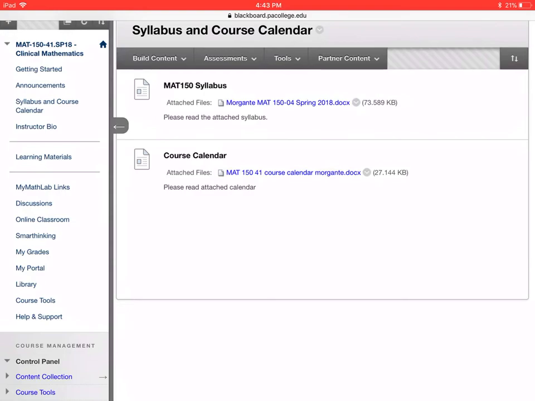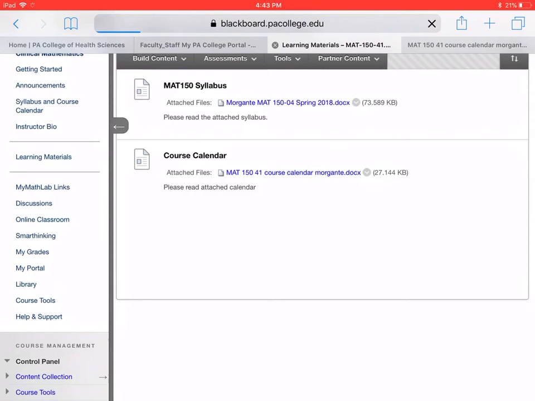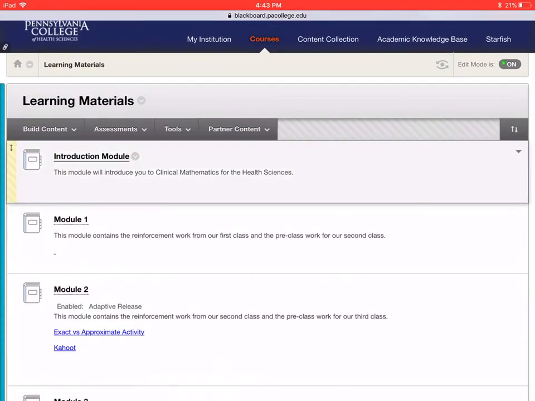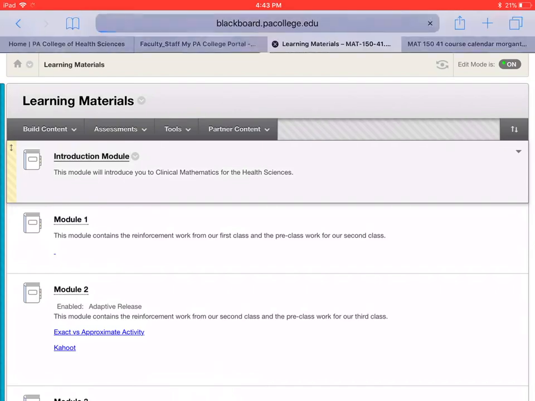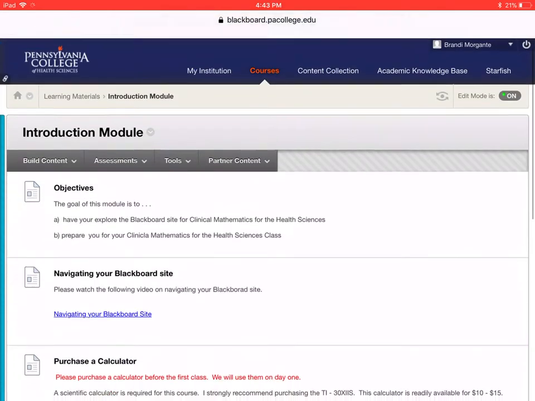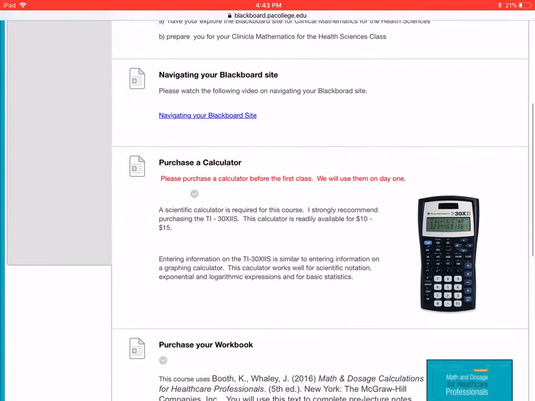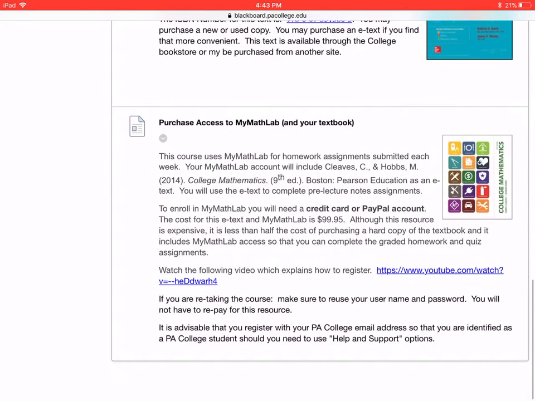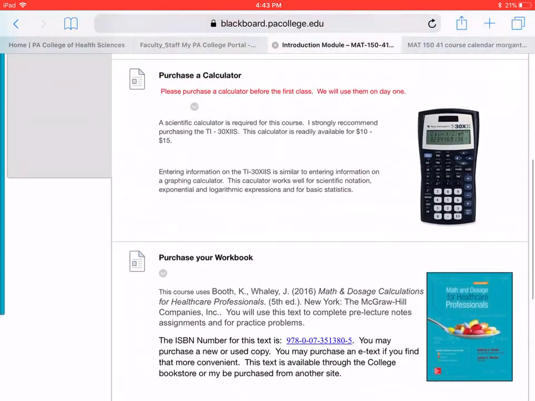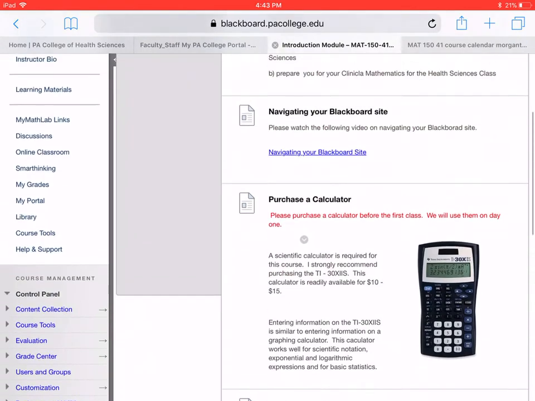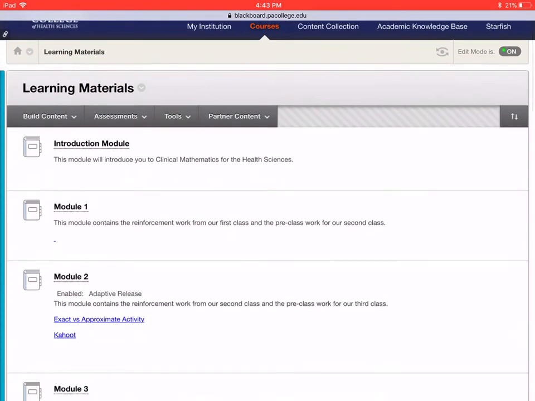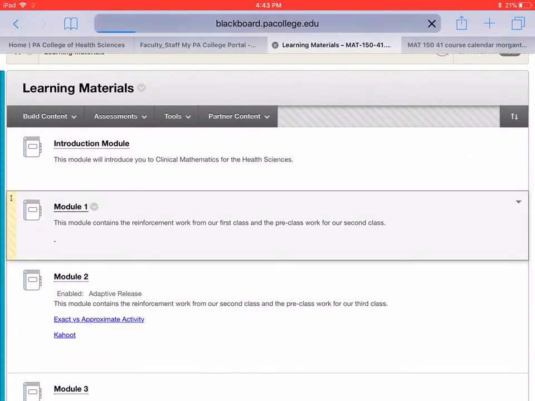So all of the information you will need is going to be in learning materials. You should have already read through the introduction module, which tells you how to navigate your site, purchase your calculator, purchase your workbook, and MyMathLab. So we will go back into the learning materials and go into Module 1 for our Week 1.